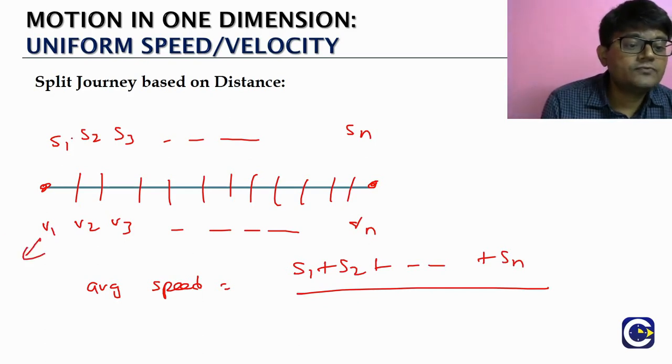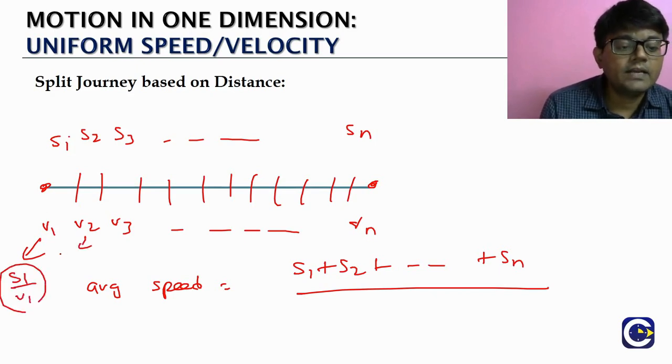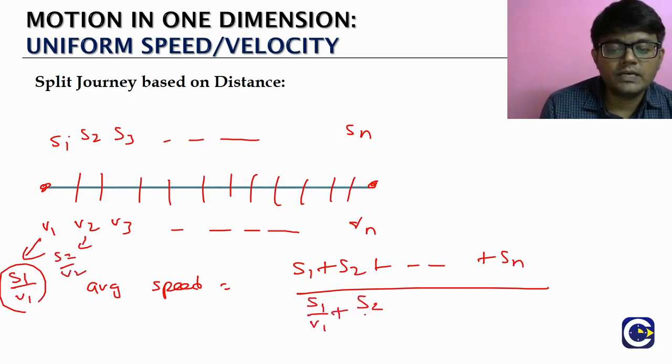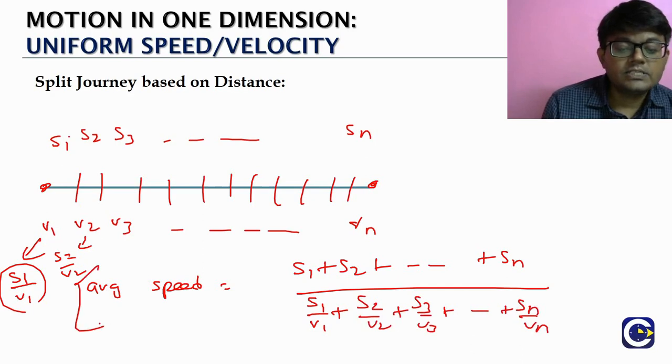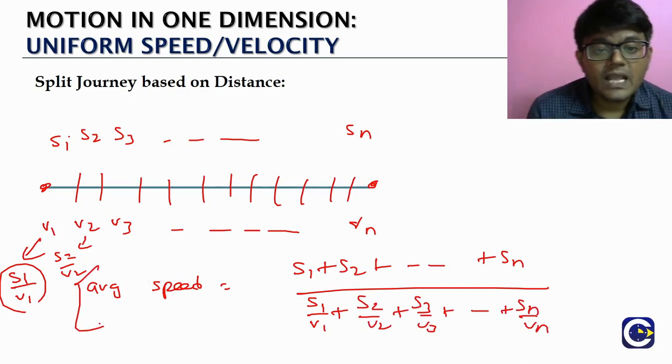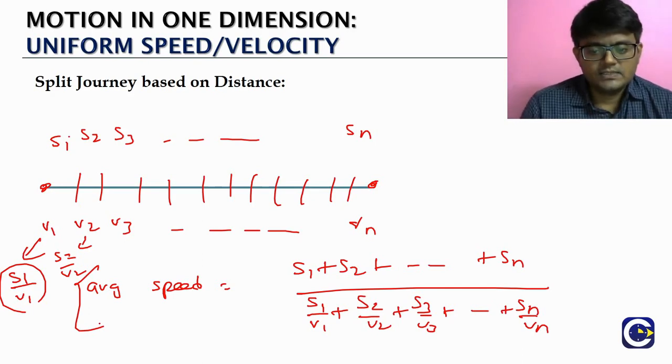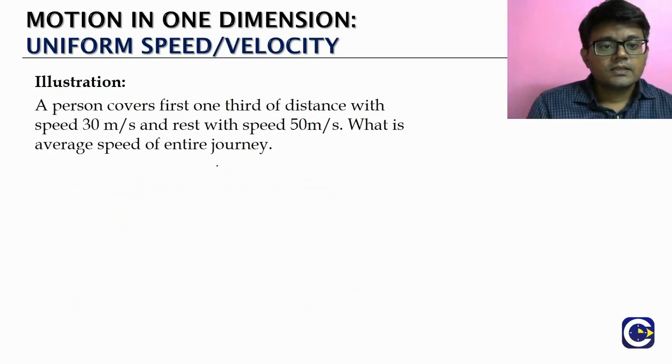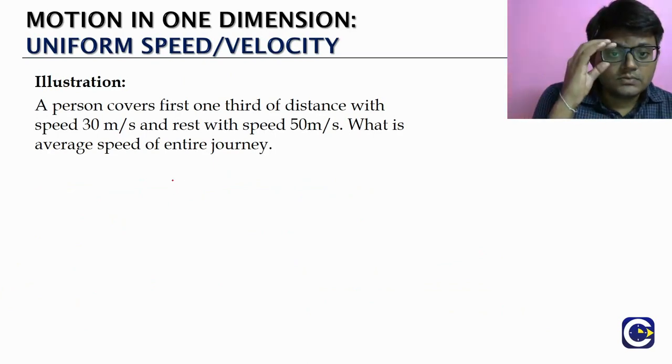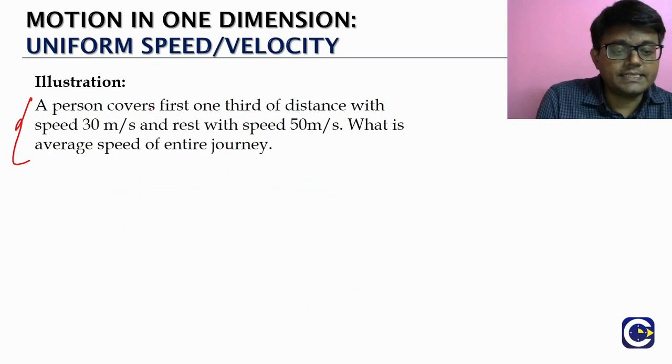In the first interval, the time is distance by speed, which is S1 by V1, like that for the second interval, S2 by V2. So we add up all these times, S1 by V1, S2 by V2, S3 by V3, like that up to Sn by Vn. This is a generic formula for finding the average speed when we are splitting the journey based upon the distance. Now next we look at a question based on the split journey with regard to the distance.